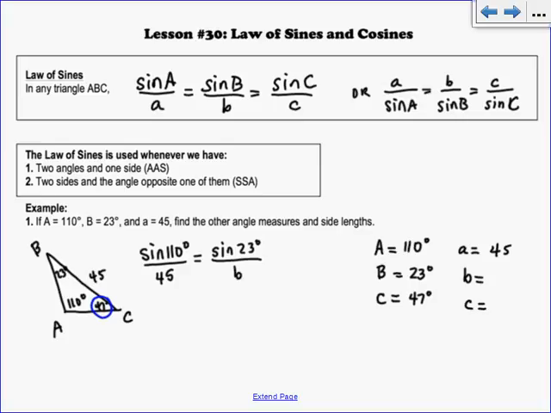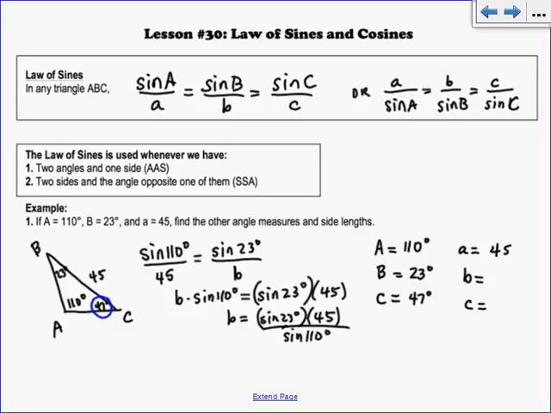We don't know what b is. And we cross multiply. So you guys remember, b times sine of 110 equals sine of 23 times 45. So if I want to find b, I'm just going to take sine of 23 times 45, and I'm going to divide by sine of 110. And you can do most of this on your calculator. You don't have to write out all these steps. And we make sure we're in degree mode because we keep switching back and forth.